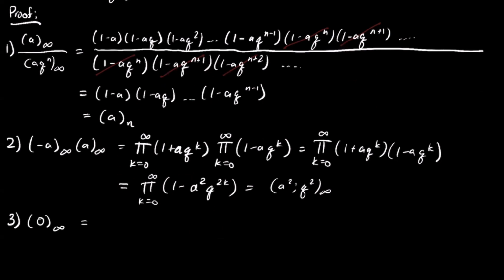Well, what does that mean? That means I'm taking my q-Pochhammer symbol and replacing a with 0. So I'm getting the product of 1 minus 0 times q to the k, as k goes from 0 to infinity. And what does that leave me with? Well, that's just an infinite product of 1s. 1 times 1 times 1 times 1, and so on and so forth. And so this product is equal to 1. All right, so we've established our 3 properties.